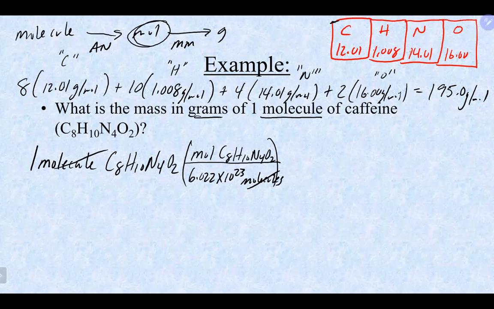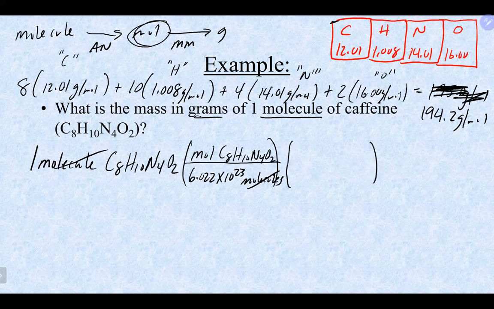Actually, 194.2 sounds better, I think, right? There you go. 194.2 grams per mole. Is that more what you got? Yes, I hope. All right, so go with 194.2. We're going to use that as our conversion factor here.